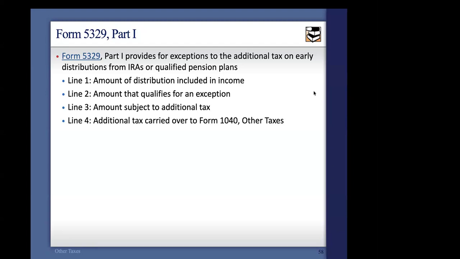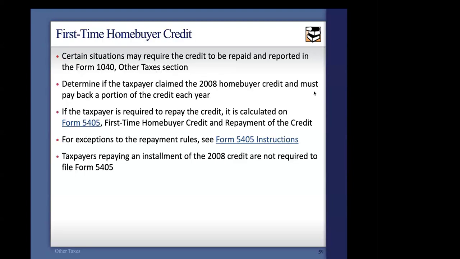Line 1 of that Part 1 shows the amount of the distribution included in income. Line 2 shows the amount that qualifies for an exception if it applies. Line 3 shows any amount subject to any additional tax. And line 4 is the additional tax that will be carried over to Form 1040 other taxes. Again, the first time home buyer credit, I've already stated that the Form 5405 has already been made historical and cannot be filed for the 2025 tax year.